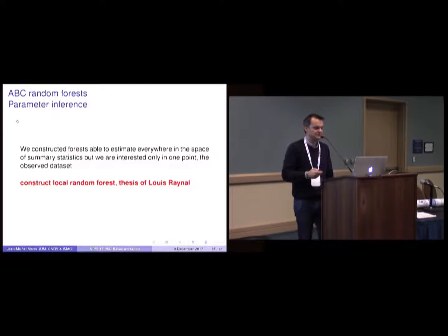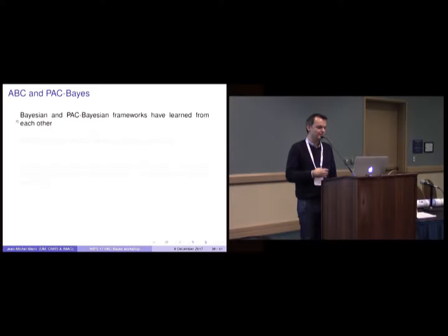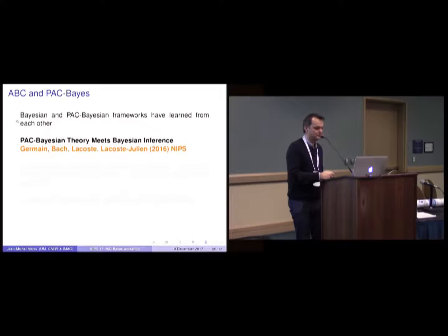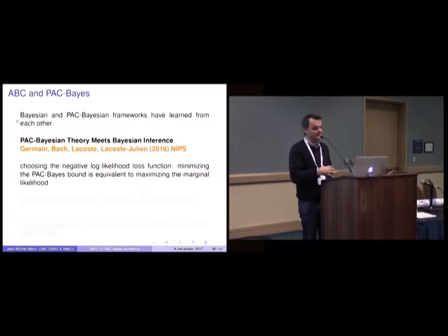Okay, a few minutes on ABC and PAC-Bayes. There is some work on Bayesian and PAC-Bayesian frameworks. And these two frameworks are close to each other. There is this nice paper of Pascal, Francis, and co-authors one year ago, choosing the negative log likelihood as the loss function gives that minimizing the PAC-Bayes bound is equivalent to minimizing the marginal likelihood. This is a big and very interesting connection between the two techniques.